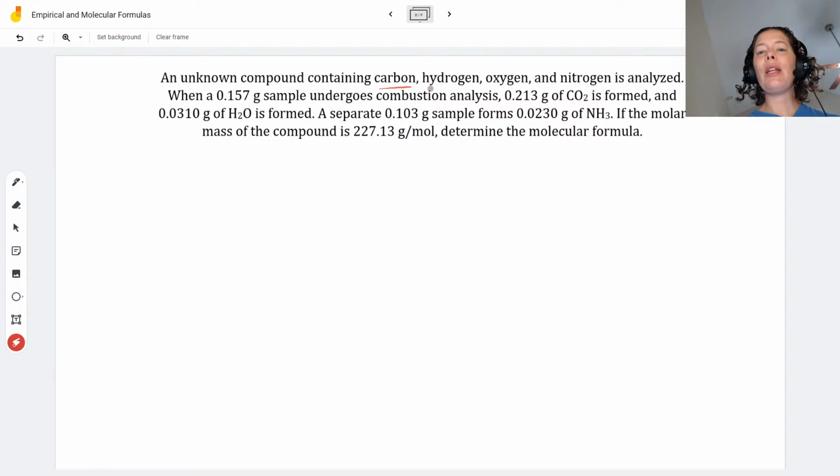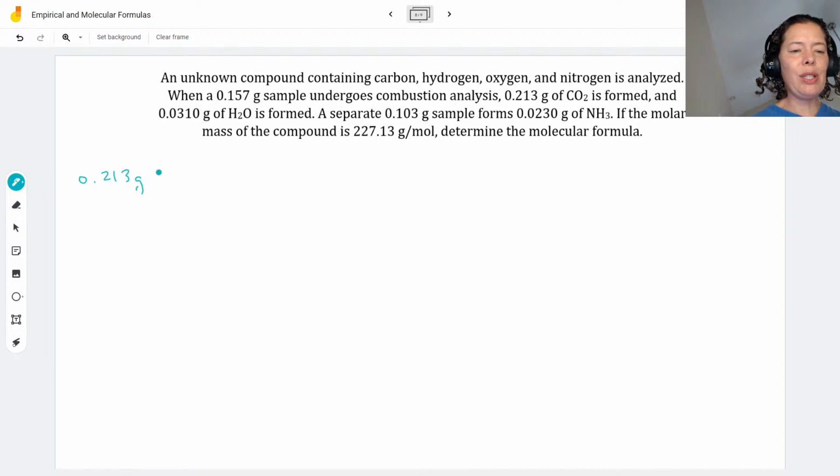And then once we have carbon, hydrogen, and nitrogen, and we've got our percentages, we can figure out our percent of oxygen. And then we'll just save the molar mass until the very end, and we'll get our molecular formula. Okay, let's start with our 0.157 gram sample, and let's take care of our carbon dioxide and our water, and then we'll come back to our ammonia. I'm definitely going to need another page here because this is going to be a lot of calculation.